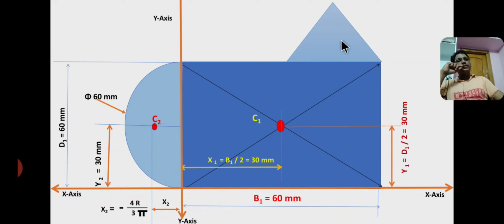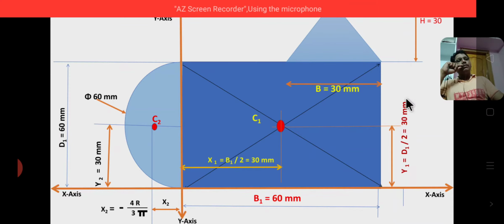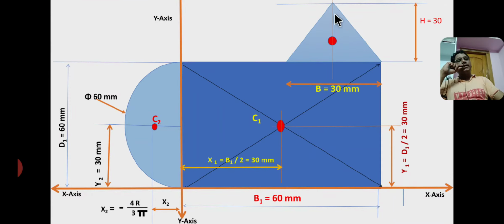Now coming to the third section, that is a triangle having base b equal to 30 mm and height h equal to 30 mm. Already in the previous slide we have discussed the centroid of a triangle. The centroid of a triangle lies on the symmetric axis, and this is the symmetric axis. So the centroid lies on the symmetric axis, that is base by 2, and you have to split the height of the triangle into three parts. The distance between the centroid and the horizontal base is 1/3 of the height, and the distance between the centroid and the apex point is 2/3 of the height.